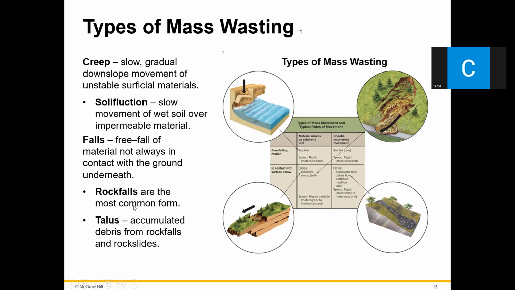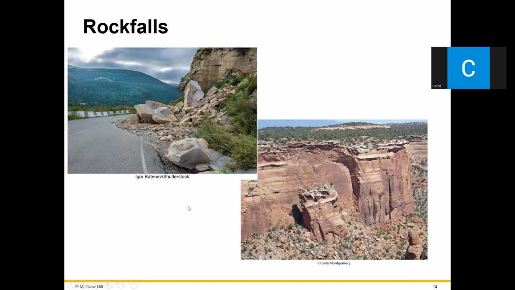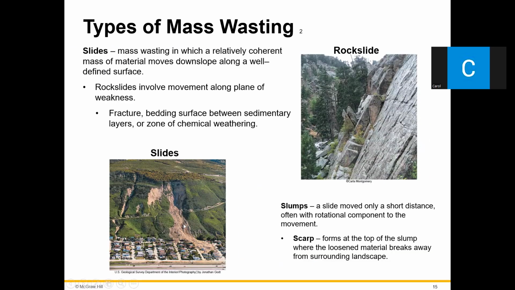Falls just fall off. They're not always in contact with the ground. And then there's rock falls, which is when the rock falls. And talus is the pile of rubble where it's fallen to at the base of the cliff. Here's some pictures of rock fall. So here's a rock fall. This is the talus. And here you don't really see the rock fall, but you see the talus. All of this has fallen from this cliff here. That's all talus material.